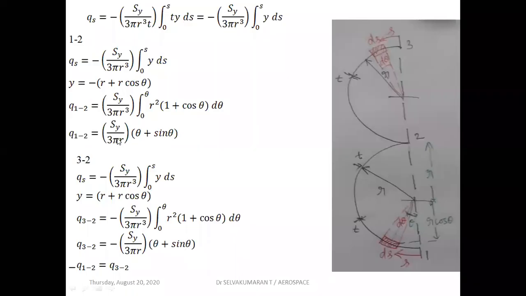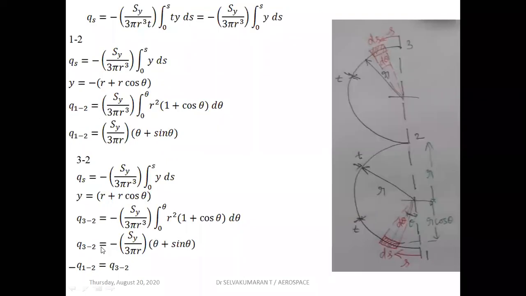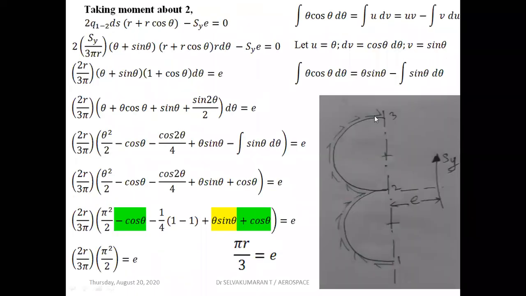So Q1 to 2 and Q3 to 2 both have the same magnitude but opposite signs. Q1 to 2 I am getting plus. You can see here Q1 to 2 is clockwise, so the direction of the shear flow is the same as the S direction. And Q3 to 2 is negative, so the direction of shear flow will be opposite to the S direction. This is the S direction I have taken, left hand side anti-clockwise. Now since I am getting negative, it will be in a direction opposite to the S direction.